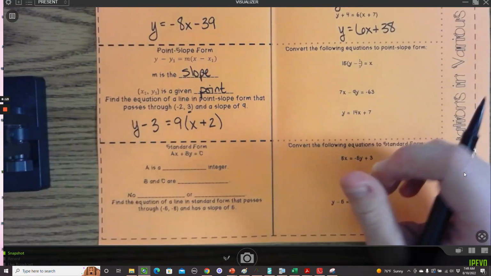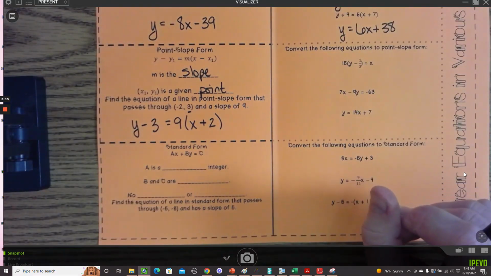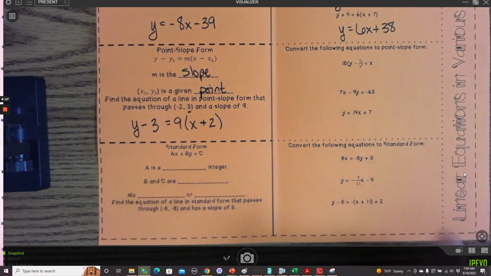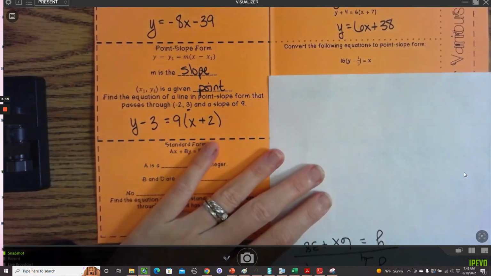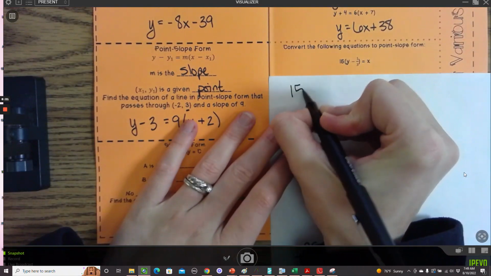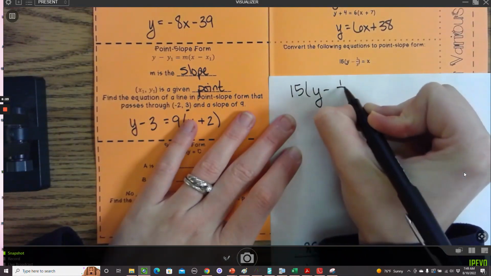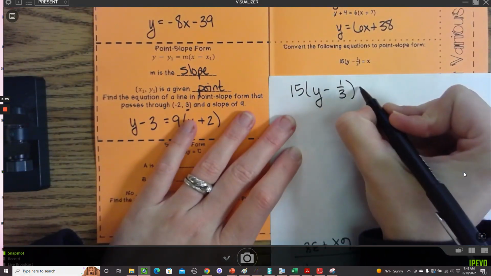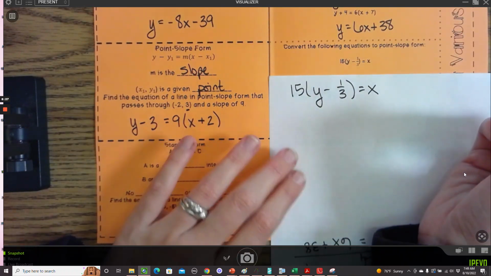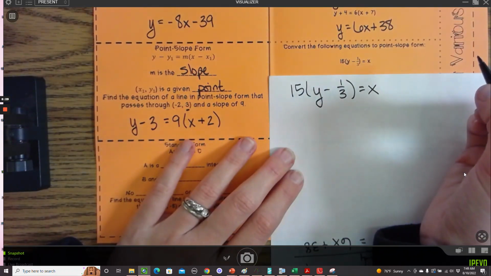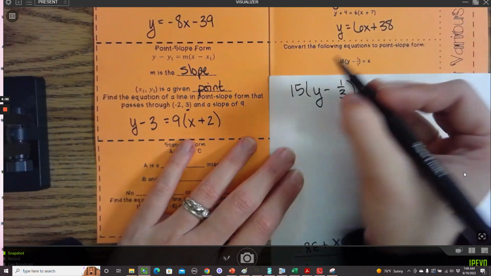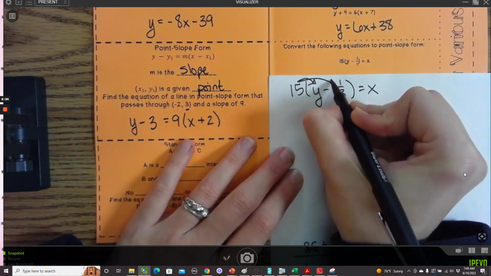Now with these, we can convert them to point slope form, but we don't typically do that. And the reason why is because all of our answers are going to be different if we do that. So what I'm going to do here is convert it to slope-intercept form, and we're only going to work one of these.